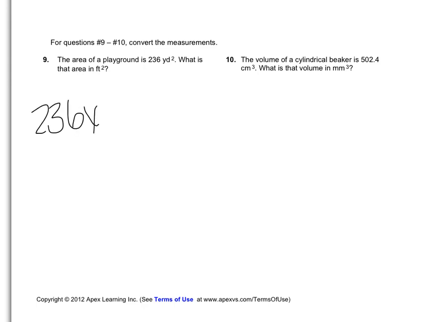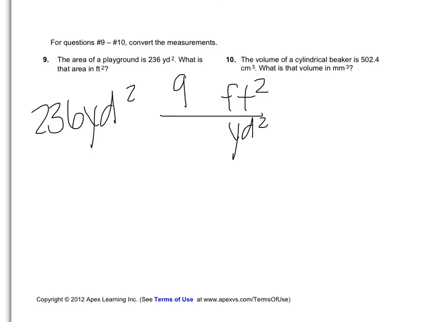So 236 yards squared, I'm converting it to feet squared, so that's going to go on top, and yards squared on bottom. That conversion ratio was given to you in the notes. You're told that there are 9 feet squared in 1 yard squared. So you multiply 236 times 9, and then we're going to divide that by 1, and it's going to give us an answer of 2124 feet squared.